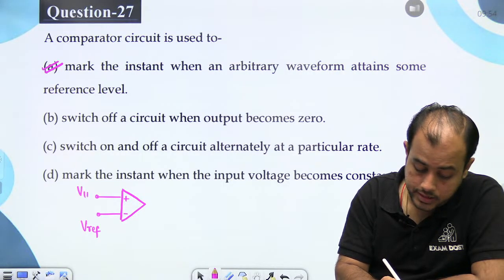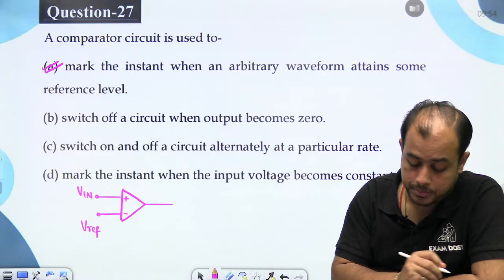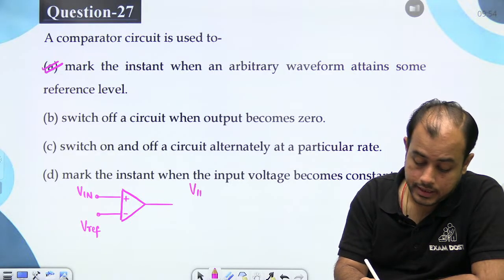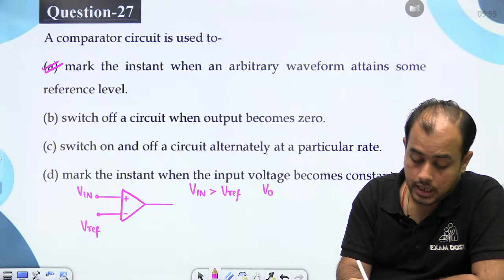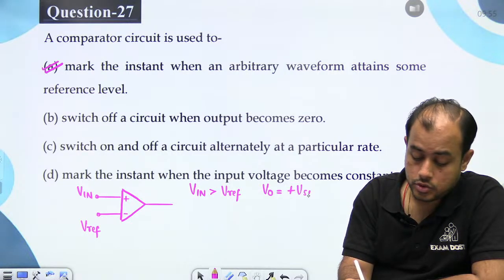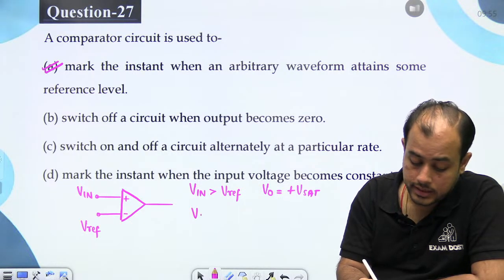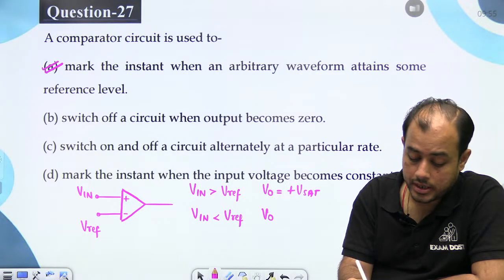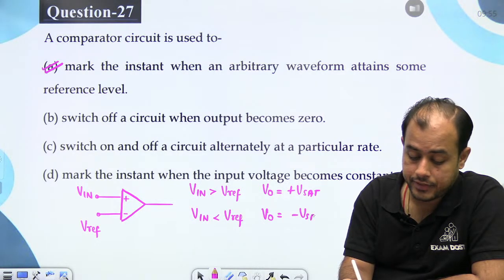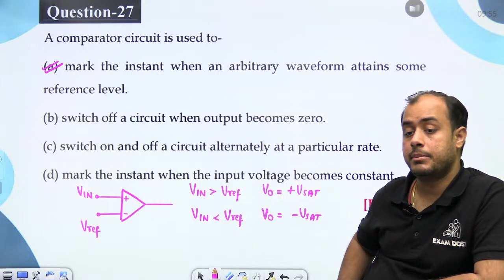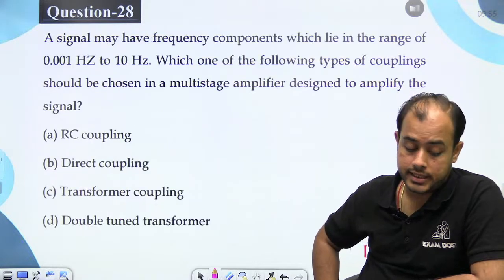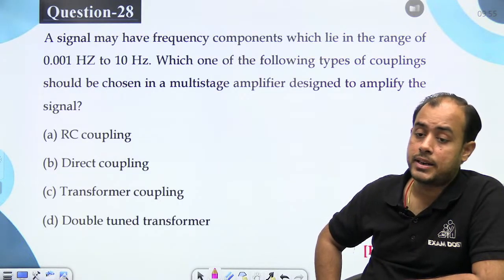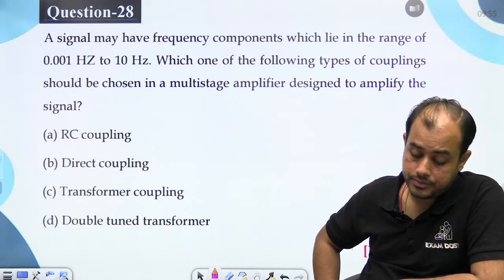So whenever input goes above or below the reference level, the output changes. So you can know when the input is below reference or input is above reference. You can know the time. Beta, these PDFs are available on the app under previous year questions.